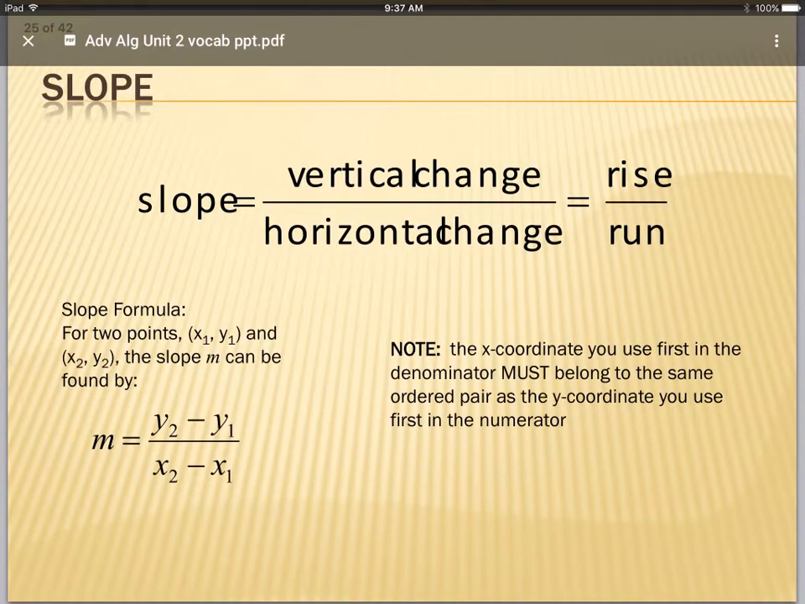So to formalize that, slope is the vertical change over the horizontal change, or rise over run. The formula down here, m, that's what we call slope, equals y2 minus y1 over x2 minus x1. For two points, (x1, y1) and (x2, y2), the slope m can be found by this calculation. Note, the coordinate you first use in the numerator must belong to the same ordered pair as the coordinate you first use in the denominator. So we'll talk about that in the next slide. I'll do an example for you. But again, slope is rise over run, vertical change over horizontal change.